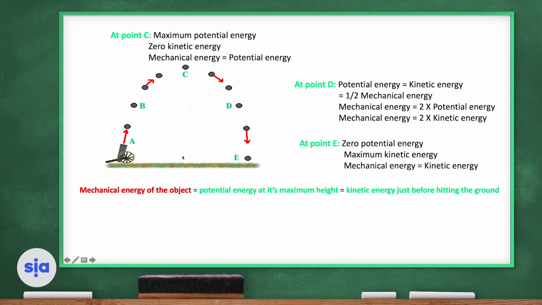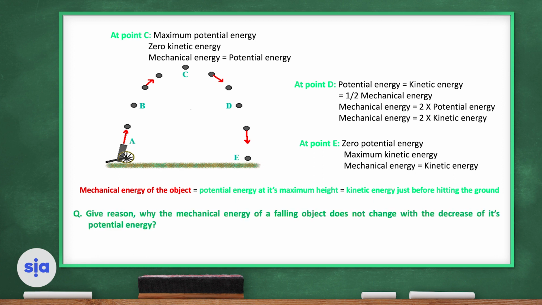From this picture, we conclude that the mechanical energy of the object equals its potential energy at the maximum height, which is point C, which is equal to the kinetic energy just before hitting the ground at point E. Give a reason why the mechanical energy of a falling object does not change with the decrease of its potential energy. This is because the potential energy is converted to kinetic energy while falling down.